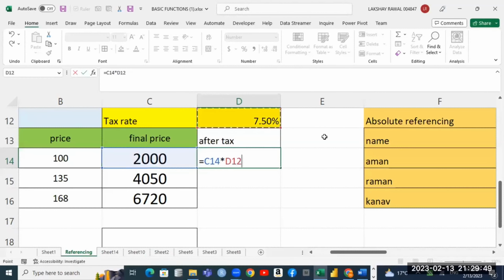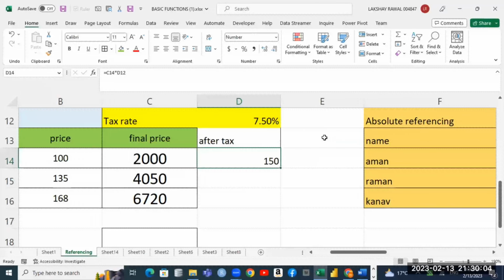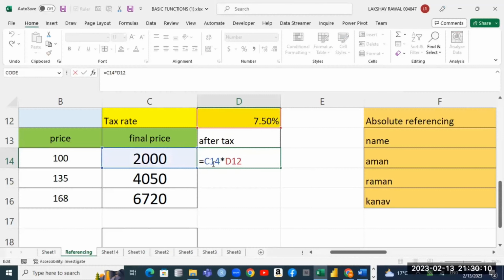C4 multiplied by this one, D12? No. If I do 2000 into 7.5, then what is the amount it will show me? It will show me the tax amount. So what is it showing? It's 150. 150 rupees is the tax amount. It should be added: plus 2000.